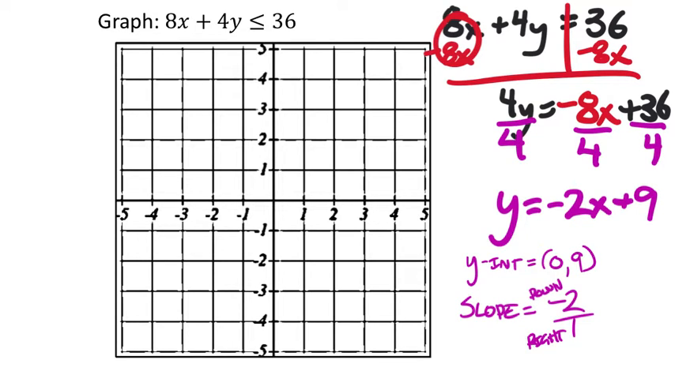So I'm going to put 0, 9 on the graph. Oh, it doesn't fit, right? So that means I've got to go back to the original equation here. Again, I'm not treating it like an inequality yet. I just want to treat it like an equation. And I'm going to have to replace the y here with 0.